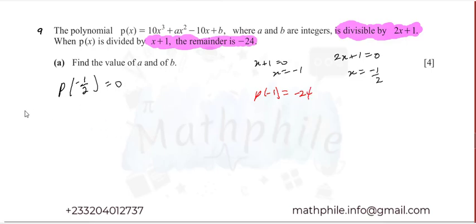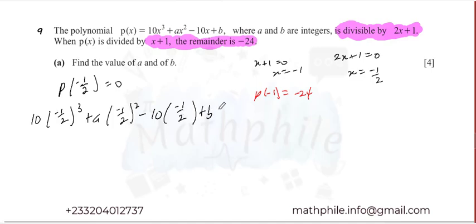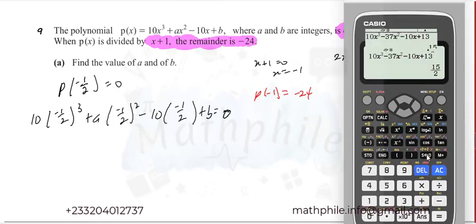Let's expand this one. This will give you 10 brackets open negative 1 over 2 cubed plus a brackets open negative 1 over 2 squared minus 10 brackets open negative 1 over 2 plus b is equal to 0. So let's type this on the calculator. So 10, then negative 0.5 cubed.